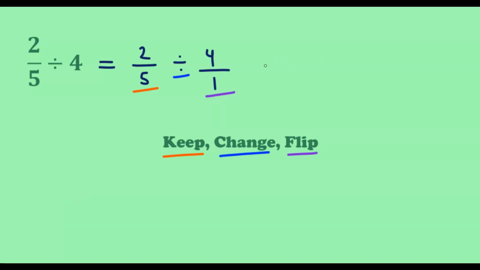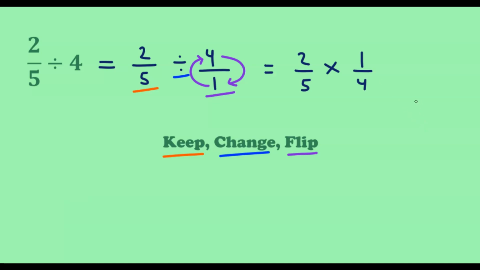So let's do that. We keep the first fraction, 2 over 5. We change the division sign into a multiplication sign, and we flip the second fraction. That is, the numerator 4 will become the denominator of the new fraction, and the denominator 1 will become the numerator of the new fraction. So what do we end up with? 4 will be the denominator, 1 will be the numerator, and so this is what we get.